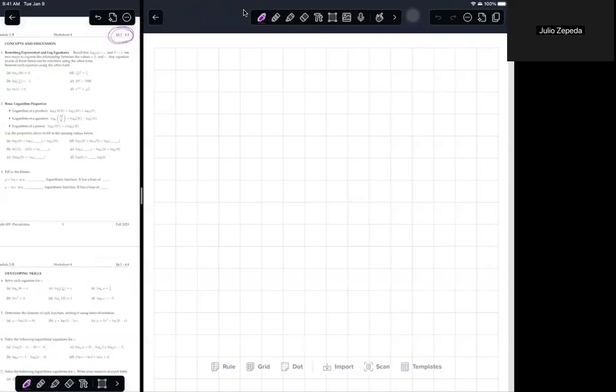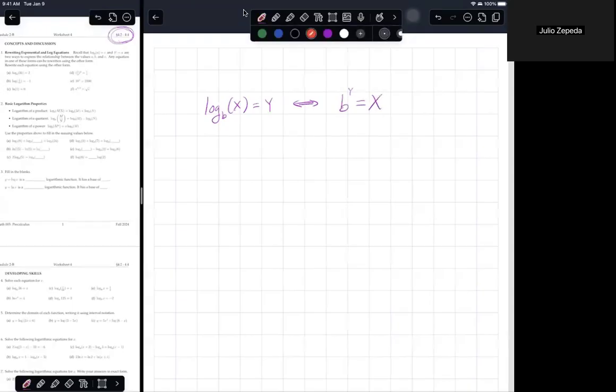Problem number 1 is on rewriting exponential and log equations. It gives us a log equation. Let's use log base b of x equals y. This is what we call logarithmic form. We can rewrite this in an equivalent form as b to the y equals x. If you want to imagine it, y changes place with x, x goes to the other side of the equal sign, and the b kind of just enlarges. So we get b to the y equals x. You can use that as a little device to remember it. This gives us a way to write logarithmic equations in exponential form.